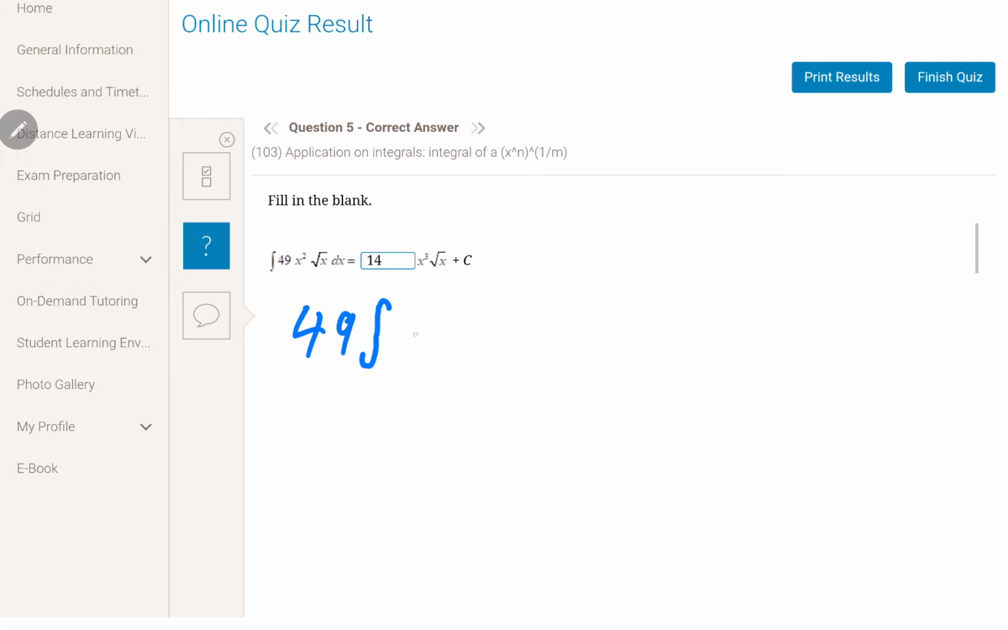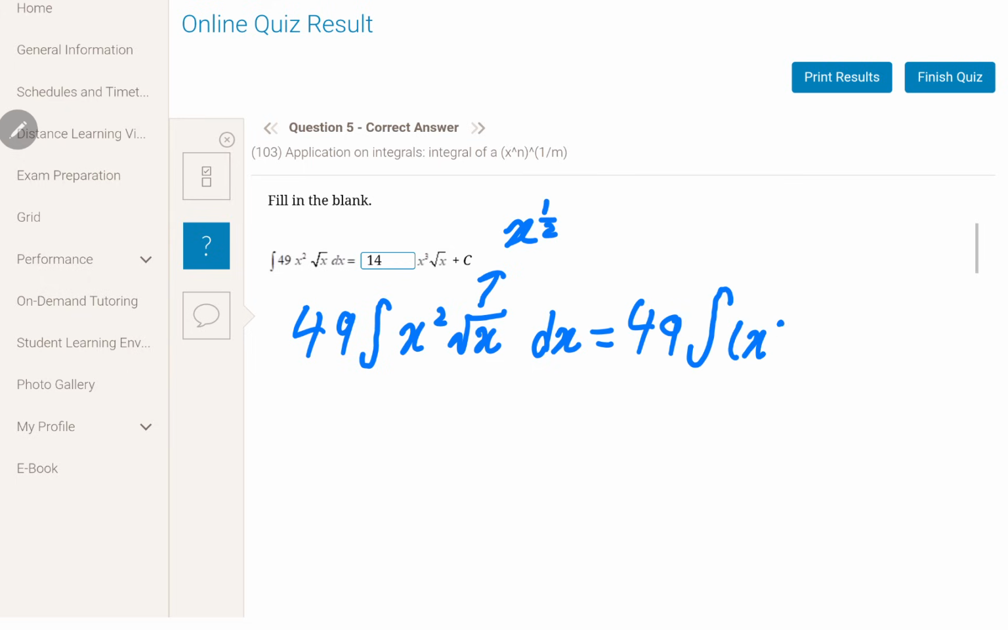You're going to get the integral of x squared radical x dx. Now, you can simplify this, right? Because this is x to the power of half. So you can rewrite this as 49 times the integral of x squared times x to the power of half dx. Now that you have this, you can simplify. Remember, you're multiplying and they have the same base, so you can add the exponents.